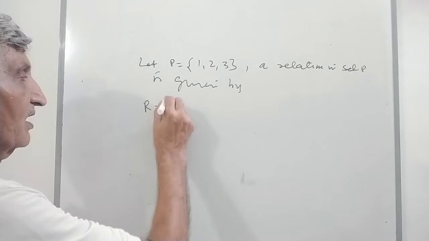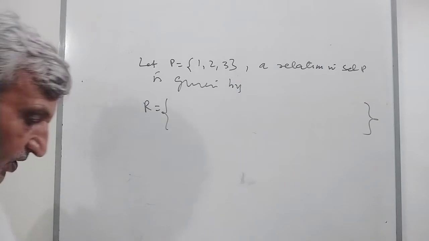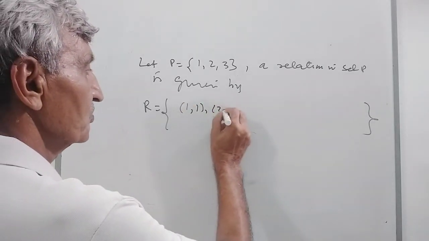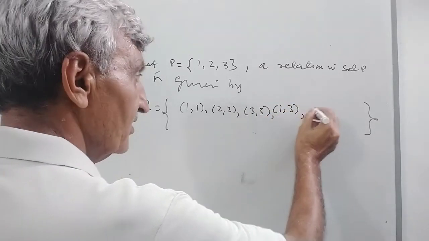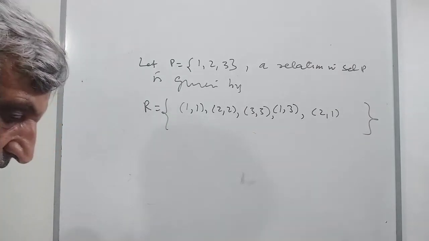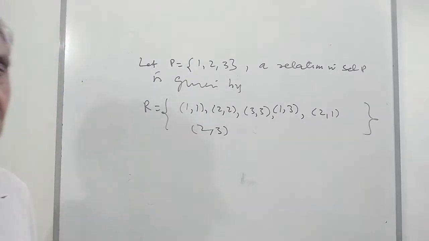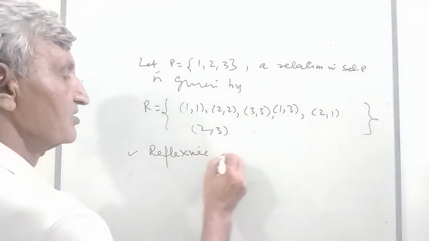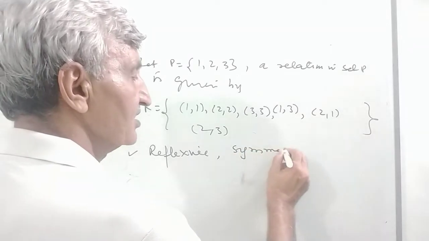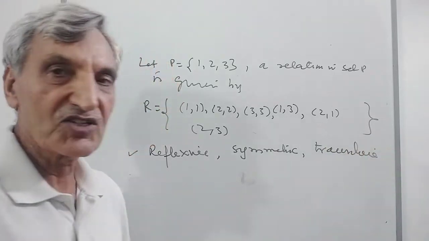The relation R is given as (1,1), (1,2), (2,2), (3,3), (1,3), (2,1), and (2,3). Let this be a relation in P. So what do you say about its reflexiveness? Is it reflexive or not? Is it symmetric or not? Is it transitive or not? Let me check whether it is an equivalence relation or not.